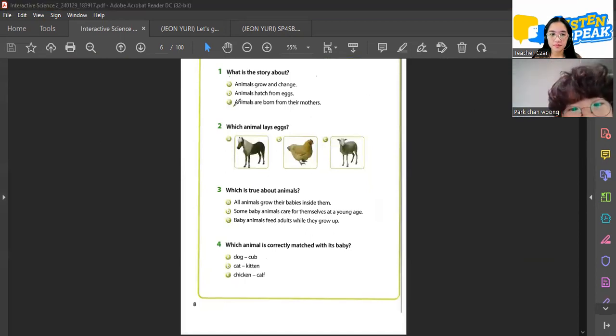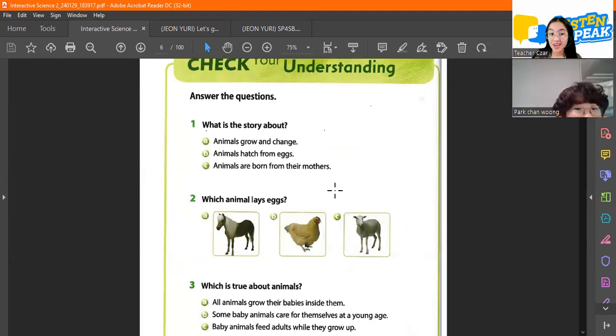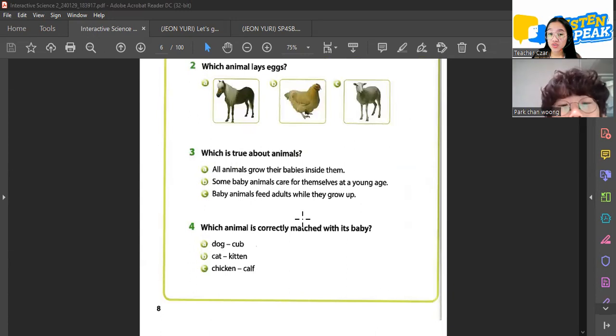Animals grow and change. What is the story about? Okay, animals grow and change. How about number two? Which animal lays eggs? B. Okay. Now, how about number three? Which is true about animals? Some baby animals care for themselves at a young age. Okay, very good.